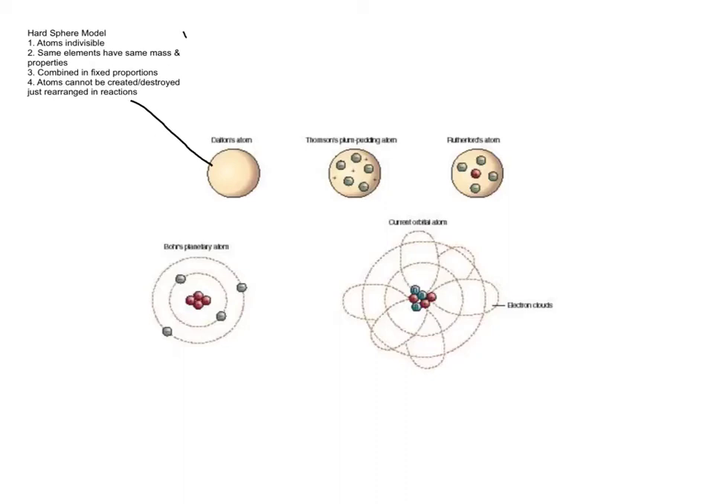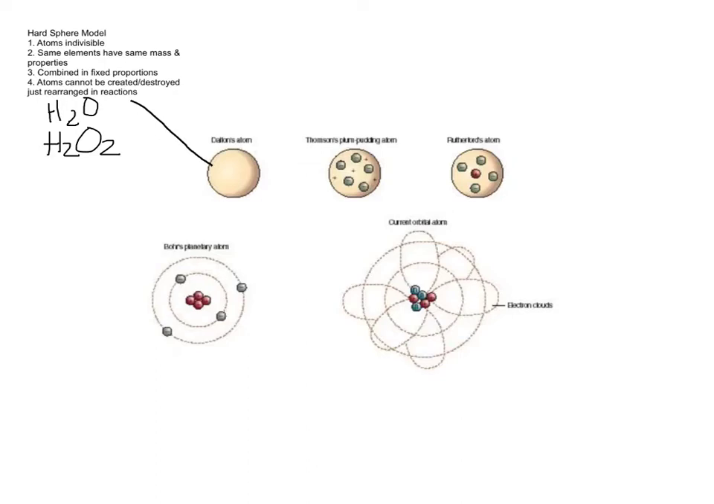Atoms of the same element have the same mass and properties. Atoms combine in fixed proportions to make compounds. For instance, if we have a compound like water, the chemical formula is H2O. So water is always combining 2 hydrogens for every 1 oxygen. And if we had a different proportion of hydrogen to oxygen, like 1 hydrogen for every oxygen, like we have in hydrogen peroxide, we'll have a different compound.